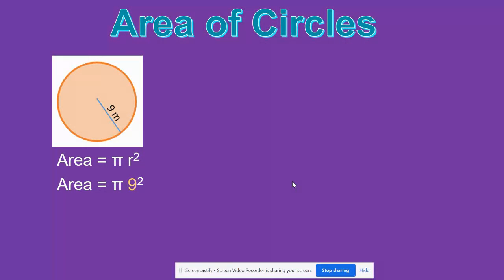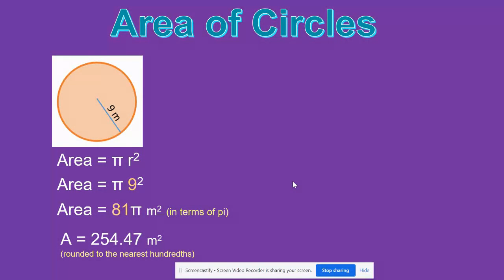My next step will be to multiply 9 times 9, or 9 squared, and you see I get 81 pi. Sometimes our answer will be in pi form, and we call that in terms of pi. Or we can go ahead and multiply it out, and we will get 254.47, rounded to the nearest hundredths place.